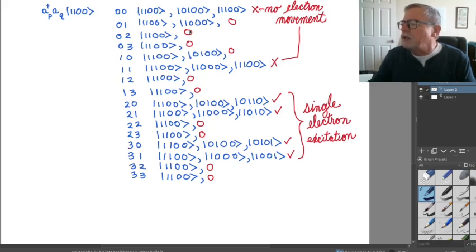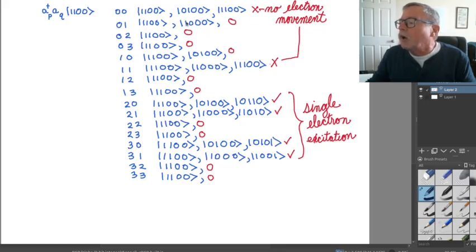Now, what are these zeros all about? Well, let's look at this. This says annihilate electron 1 first. Okay, we annihilated it. Then what we're going to do is populate position 0.